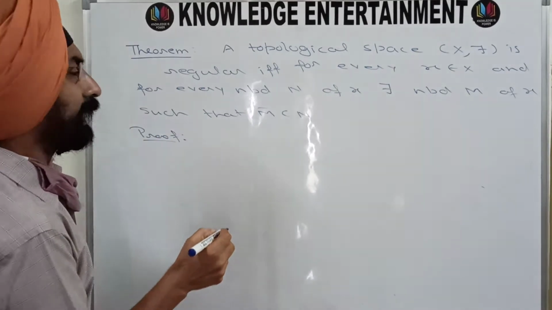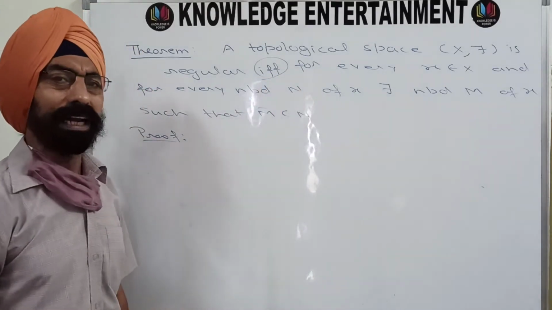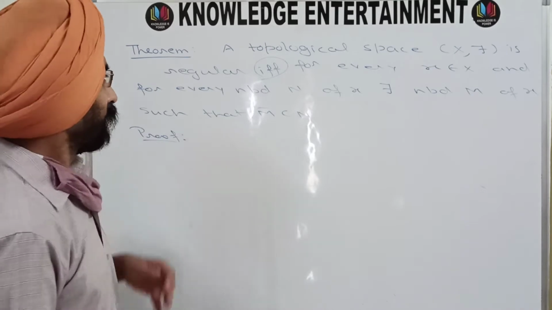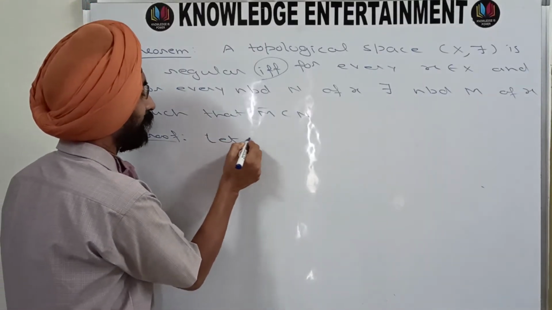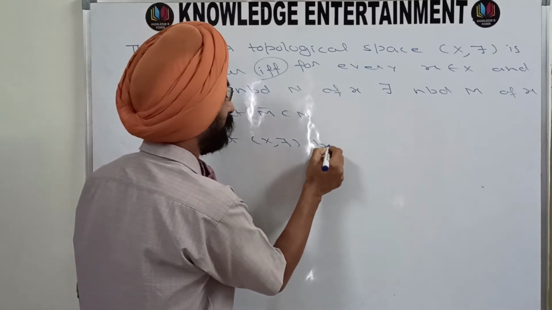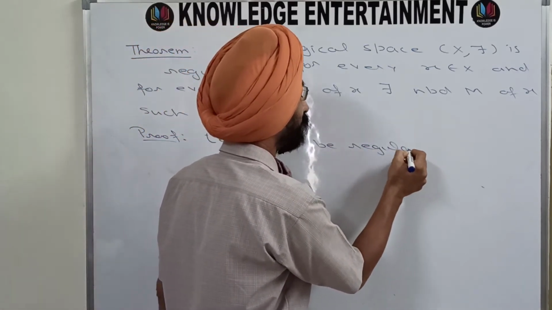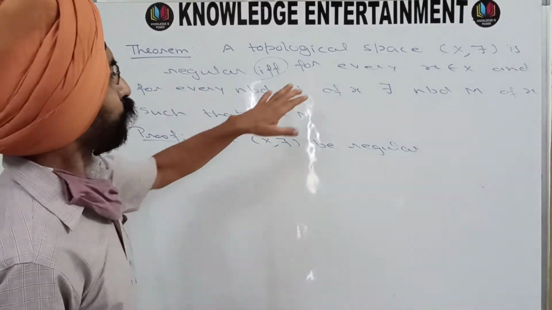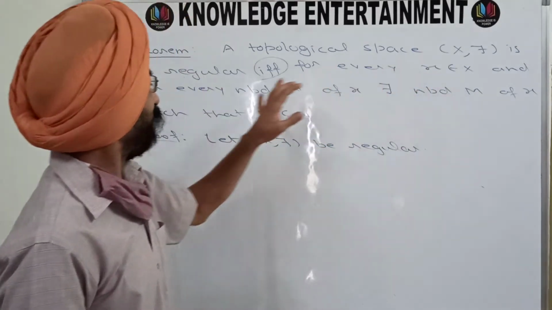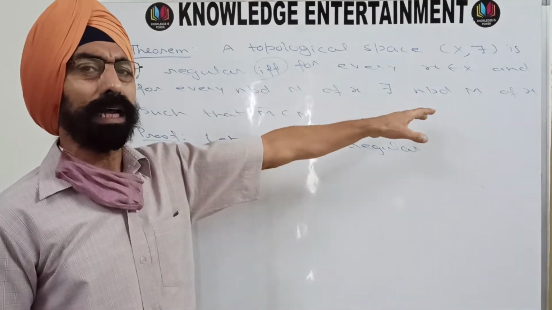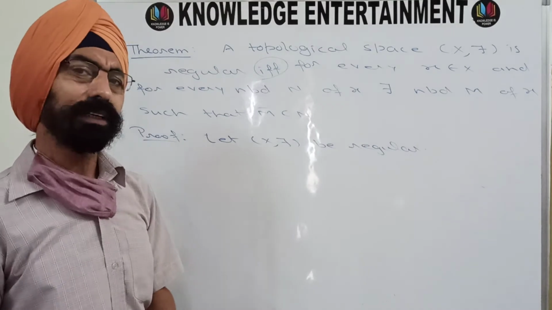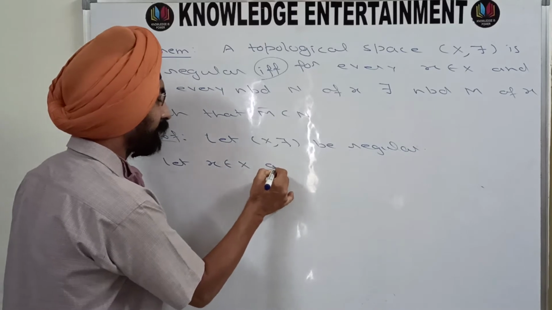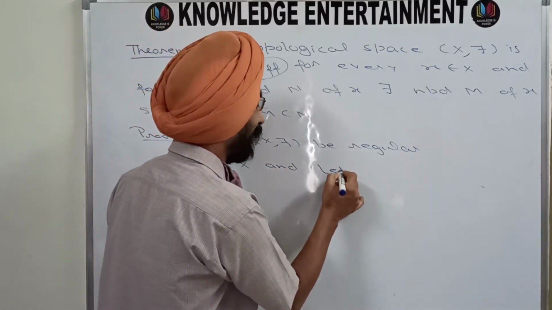Since here we are having if and only if, we will have to prove it directly, as well as the converse part of the proof is also required. So first, let (X, τ) be regular. So we have taken a regular topological space, and now we have to prove for every x belonging to X and for every neighborhood N of x there will be a neighborhood M of x such that M bar is a subset of N.